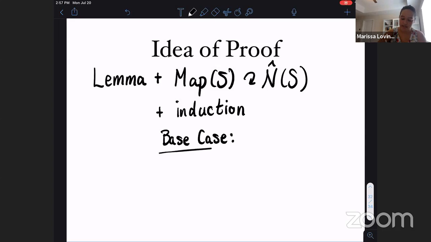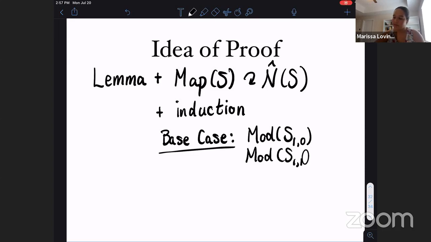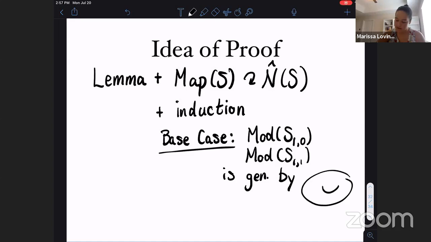And the base case, I guess this would also be an exercise. The base case is using the fact that the mapping class group of the torus and the mapping class group of the once punctured torus is generated by just two elements. And they're generated by just the Dehn twist here and the Dehn twist here.